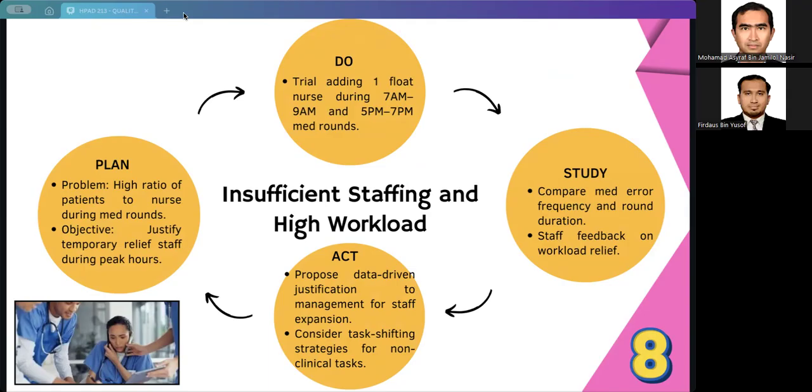To address this, we plan to try adding one float nurse during the busiest time, particularly from 7 a.m. to 9 a.m. and again from 5 p.m. to 7 p.m., probably by the deployment system approach. So this data will allow us to propose a data-driven justification for expanding our staff. We might also explore task shifting strategies to eliminate some non-clinical responsibilities from our nursing staff. So by implementing these changes, we aim to enhance patient safety and create a more supportive work environment for our nurses.